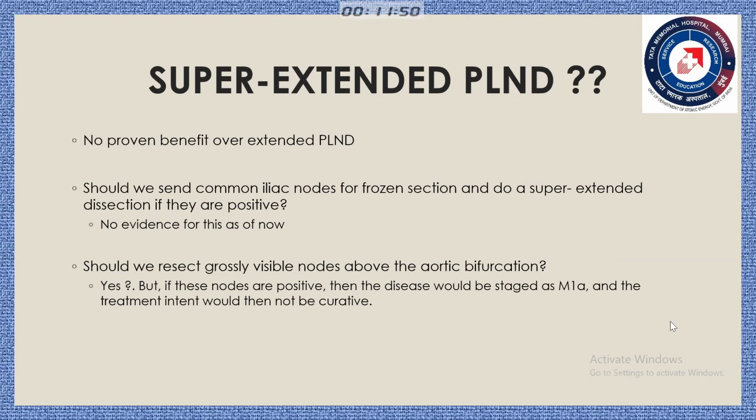While doing the dissection, if we find the common iliac nodes, which are hard on palpation, should we send them for frozen and do a super extended dissection? This is an unanswered question. It may vary from case to case basis, but there is no evidence to support this. Should a grossly visible node be resected above the aortic bifurcation? Ideally, yes, in a high volume institute. But again, if these nodes come out to be positive, our intent would change from curative to palliative.